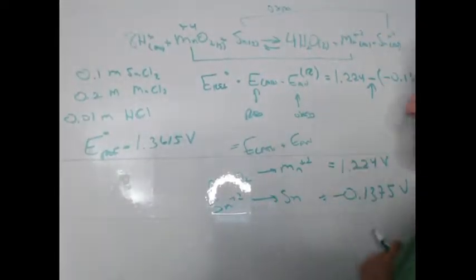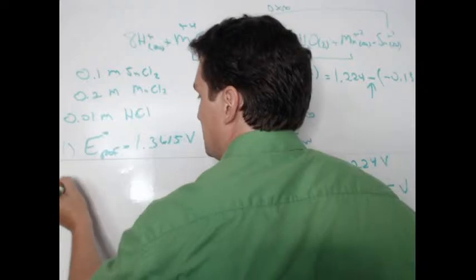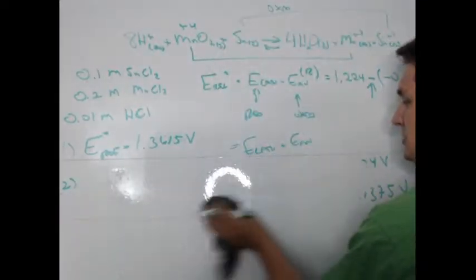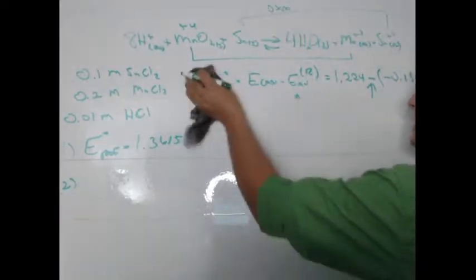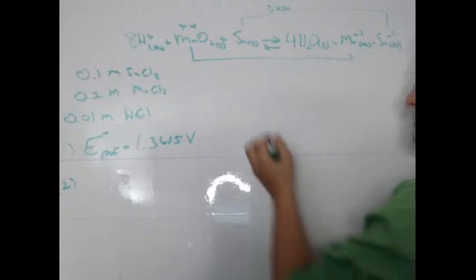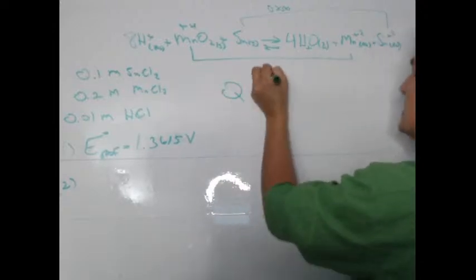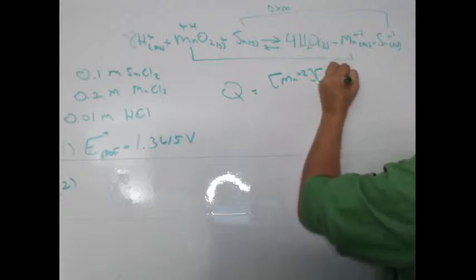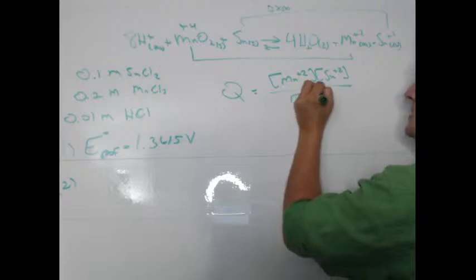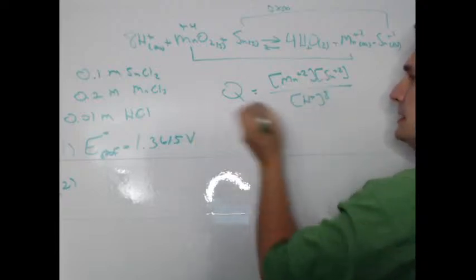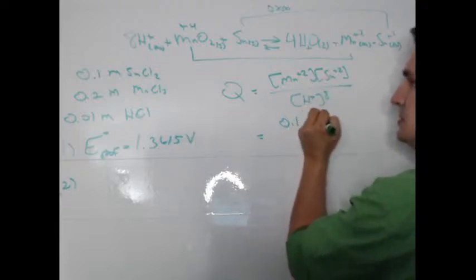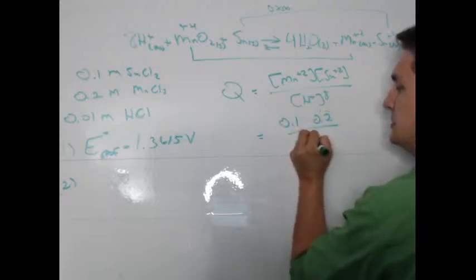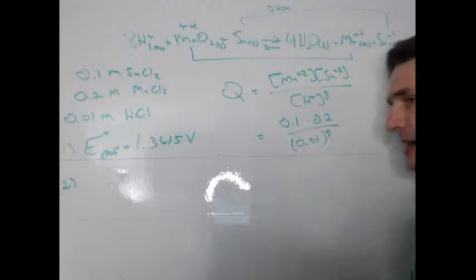All right, so that was question 1: what's the reference potential? Question 2, what's Q? So Q you did on test 3. It's just, in this case, the concentration of manganese plus 2, times the concentration of Sn plus 2, all over the concentration of H plus to the 8th power. So it's 0.1 times 0.2 all over 0.01 to the 8th power.